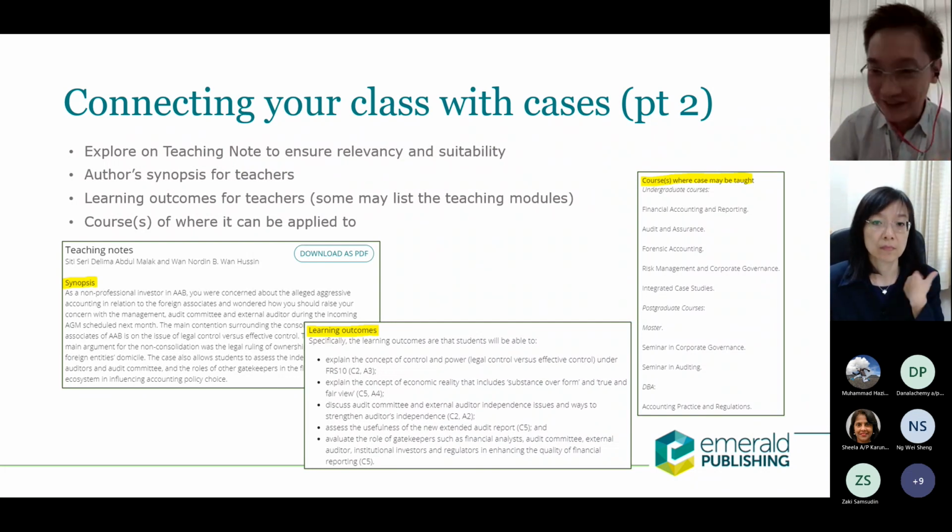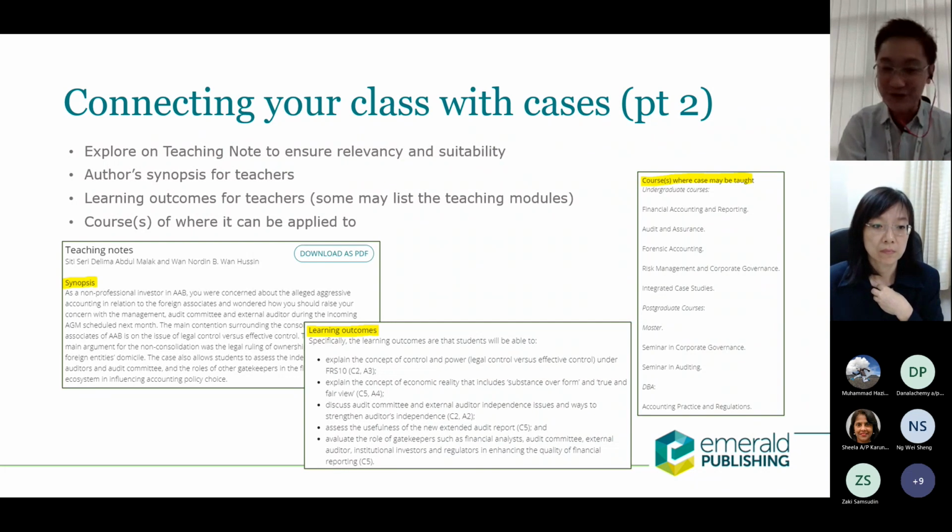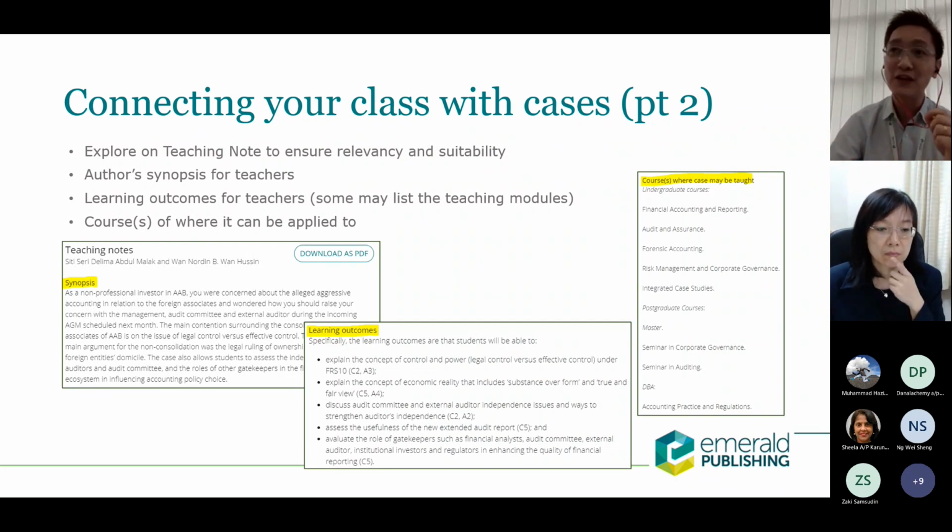It tells what the teacher needs to do before, during, and probably even after as well. Yeah. So before and during, you can read about the synopsis for the teacher. It has a learning outcome for the teacher. Some may even list down the teaching modules as well, and also the courses where it can apply.